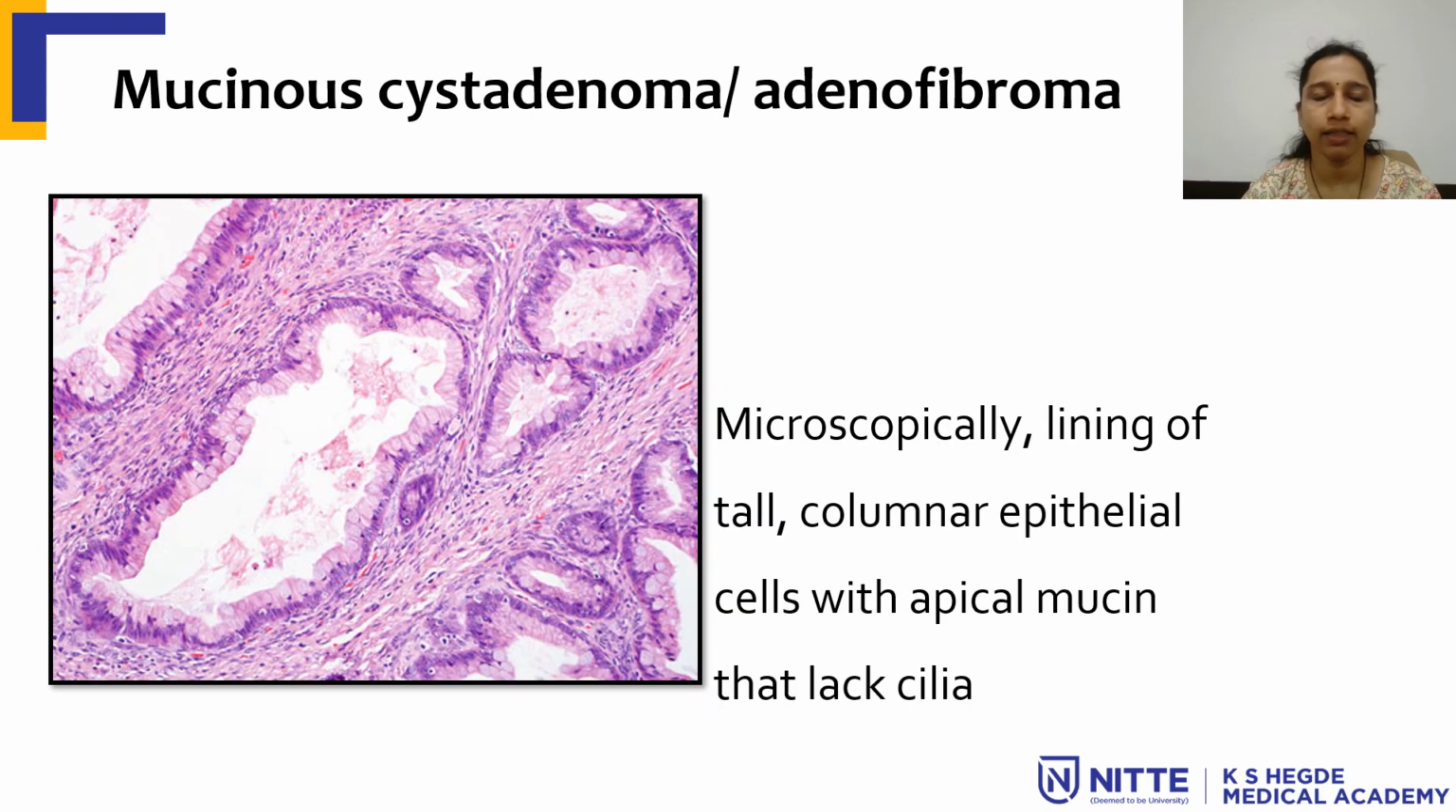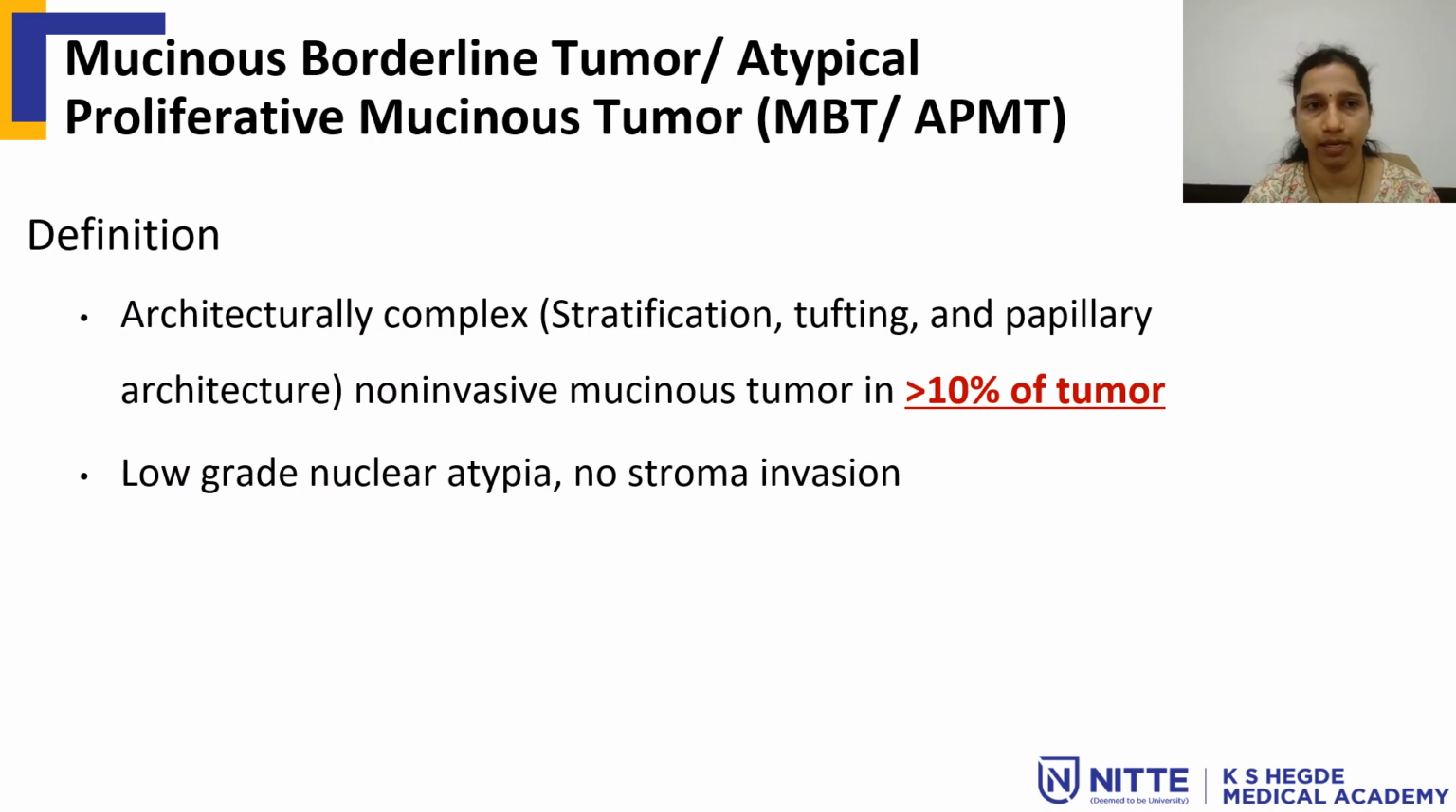So microscopically, there will be cysts which are lined by tall columnar cells which have apical mucin, and they lack cilia. Cilia will be present in serous tumor, which resembles tubal epithelium.